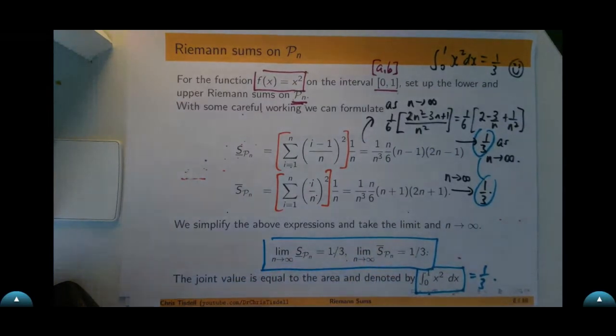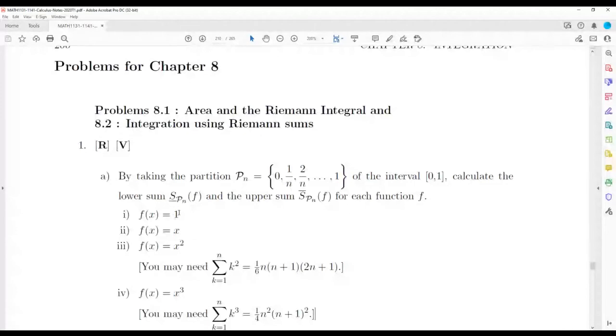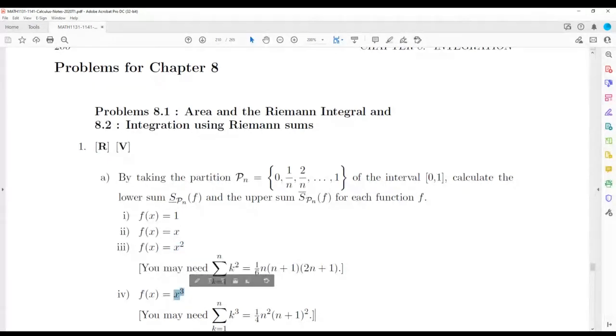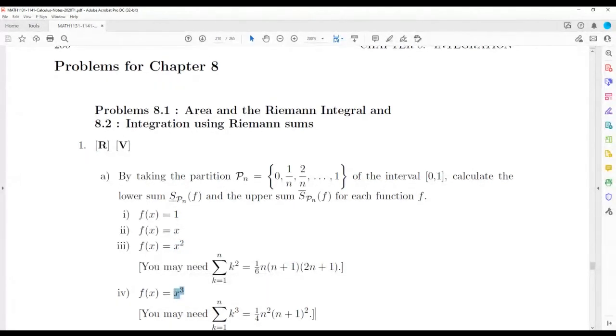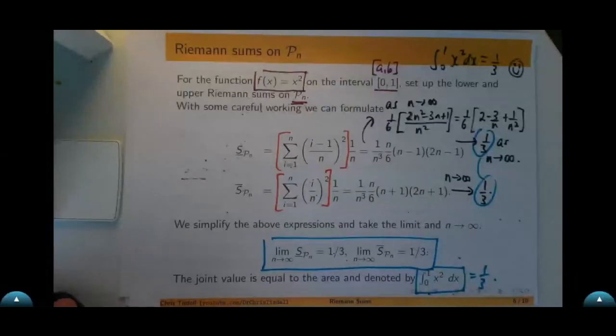And if you look at the types of functions that you see in the course pack, let me just go over there again. These are all pretty well-known functions: 1, x, x squared, x cubed. So you kind of know what the answer should be anyway for these kinds of problems. Okay, all right, so that's a lot to take in.